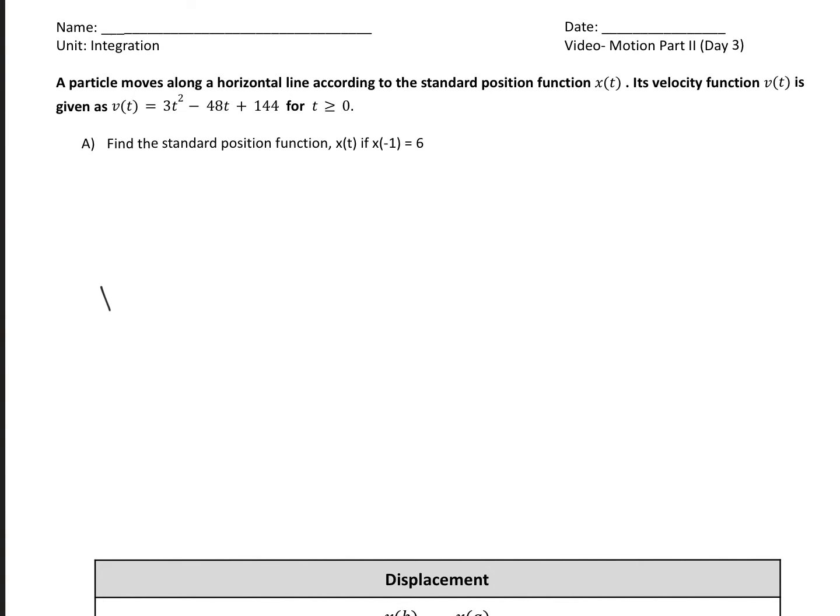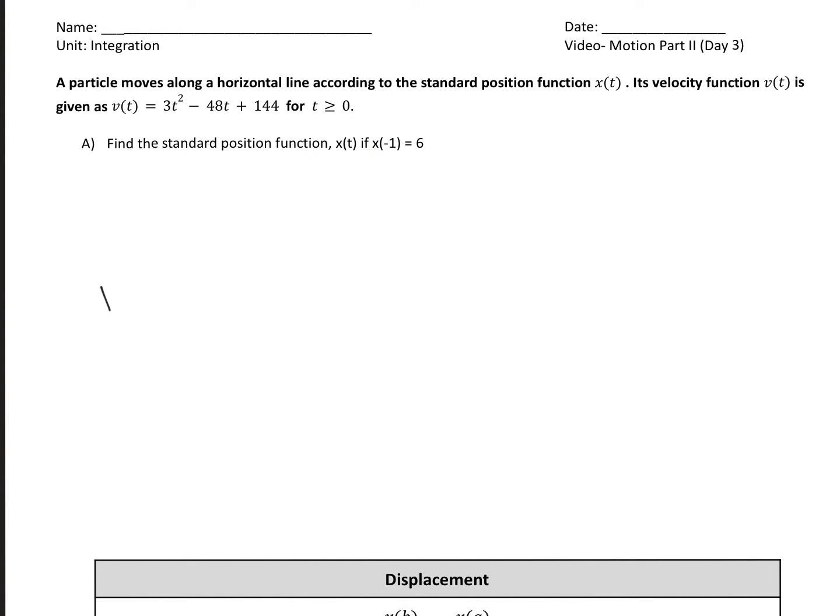Hi everyone. In today's lesson, we're going to talk more about motion of a line, part two, but this time we're going to talk more about displacement and distance. So the first thing says here, it says a particle moves along a horizontal line according to the standard position function x of t. Its velocity function is given as such for when time is greater than or equal to 0. So part A says to find the standard position function x of t when x of -1 equals 6.